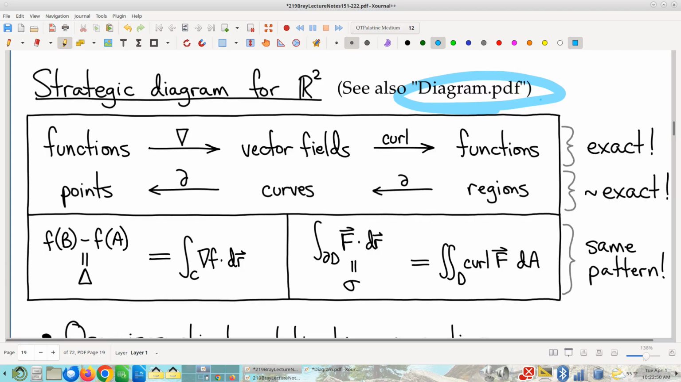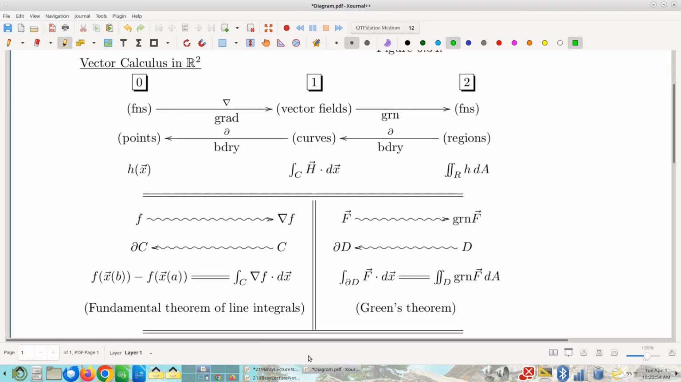So diagram.pdf, and let's see here. Here it is. It's this file right here. It's kind of a more detailed diagram. So let me tell you where this comes from.